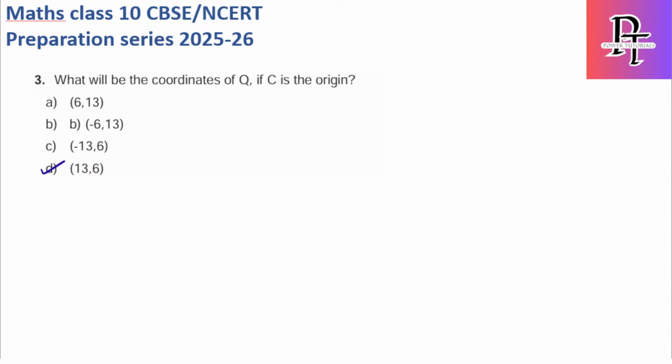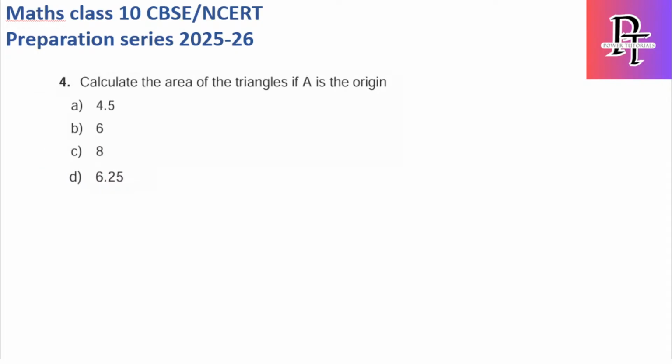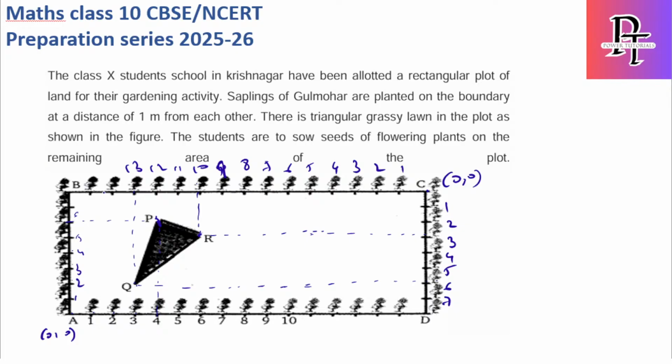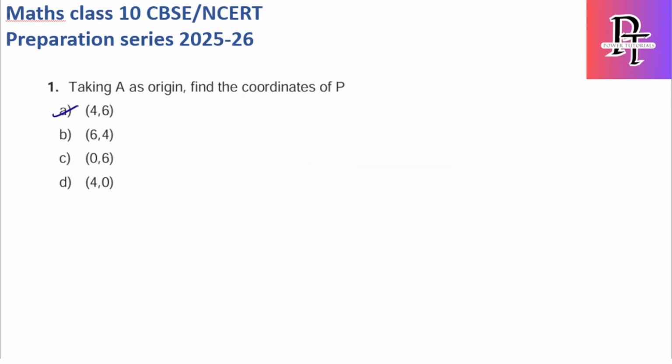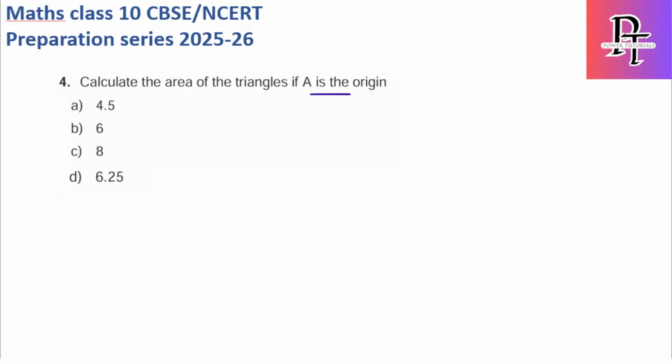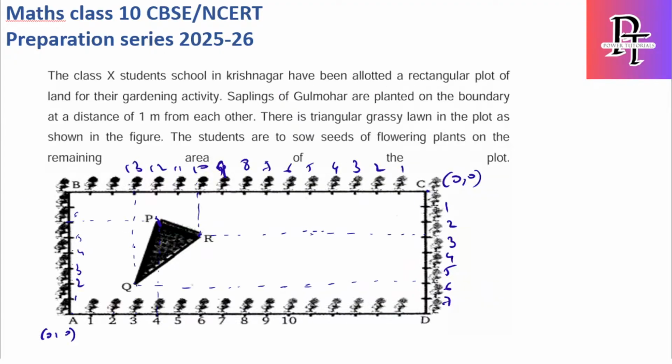Let's move to the fourth question. Calculate the area of triangle. For this, in the previous live video at 12:30 p.m., I mentioned the area of a triangle if the vertices are provided. So if taking A as origin, let's mark it out. What are the vertices of PQR? Taking A as origin, P will be (4, 6). What about Q? With respect to origin, from here it will be (3, 2).